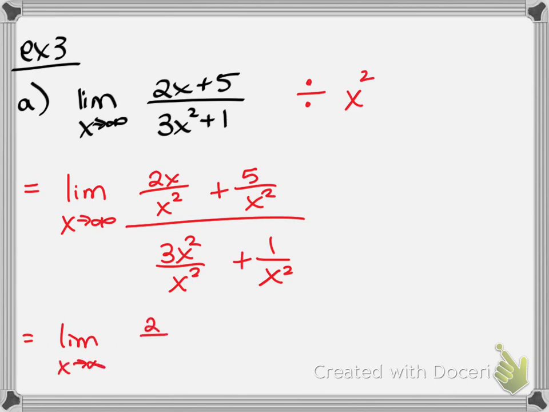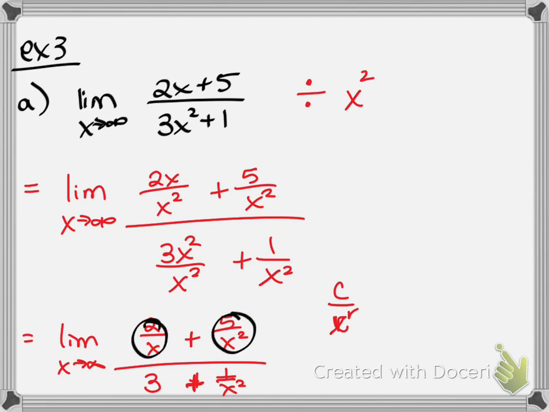2x over x squared is 2 over x. 5 over x squared doesn't change. 3x squared over x squared is 3, and 1 over x squared doesn't change. Now you're going to use that c over x to the r trick. Every c over x to the r is going to go to 0. You're left with 0 plus 0 divided by 3. So you have a horizontal asymptote at y equals 0.